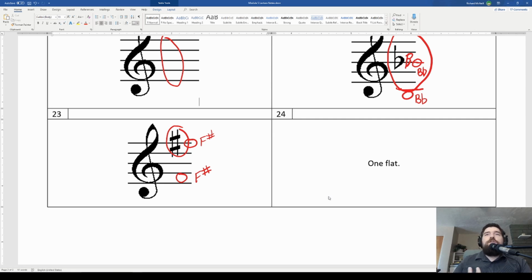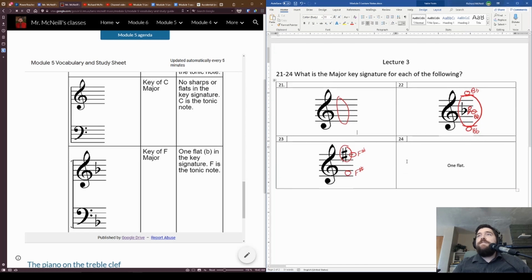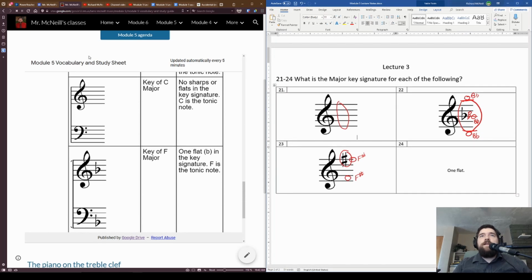Now let's go ahead and go back and answer those questions for numbers 21 through 24. The answers to those questions are right here in the vocabulary and study sheet. So I'm looking at no sharps, no flats. That's the first one there. That one is the key of C. And we should actually have key of C major right there.